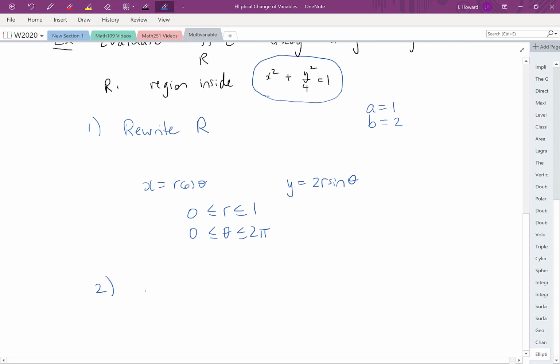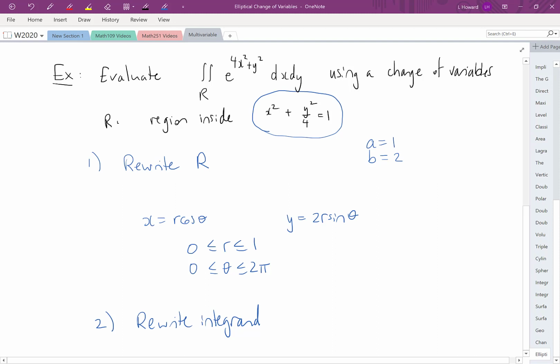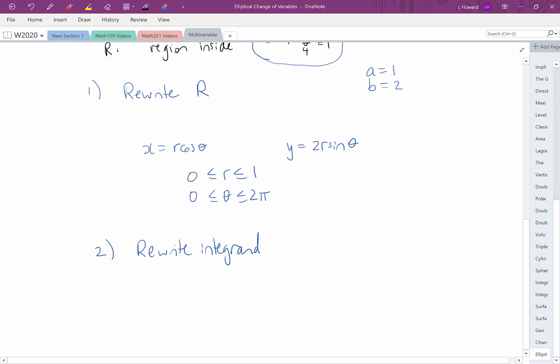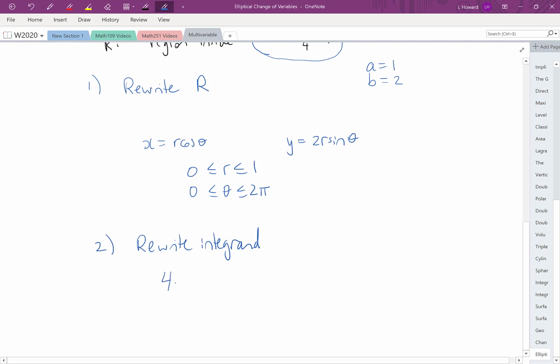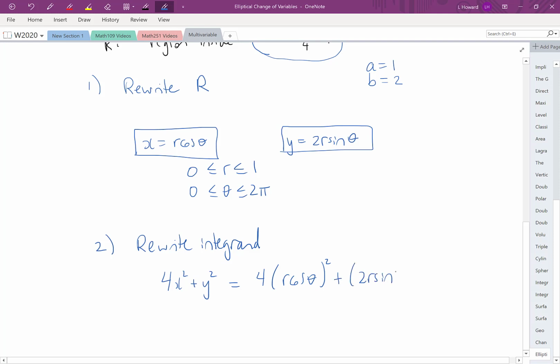Okay, next step, we are going to rewrite our integrand using our new variables. So let's look up at our integrand here. It's an exponential, and in the exponent we have 4x squared plus y squared. So maybe let's just deal with that 4x squared plus y squared first, get that rewritten, and then we'll write the entire integrand. So let's take 4x squared plus y squared and let's sub in our new variables. We've said that x is r cos theta, so we've got 4 times the square of r cos theta, plus we've got the square of 2r sine theta.